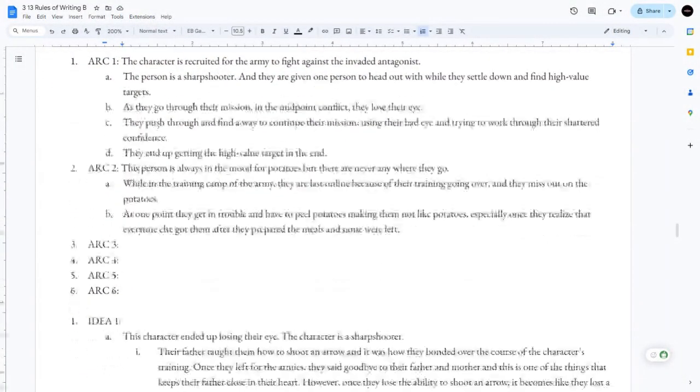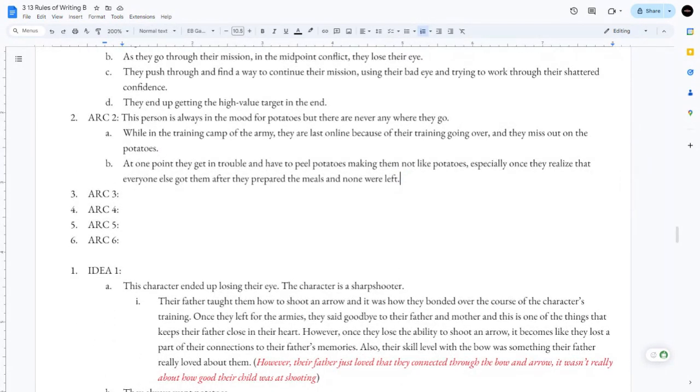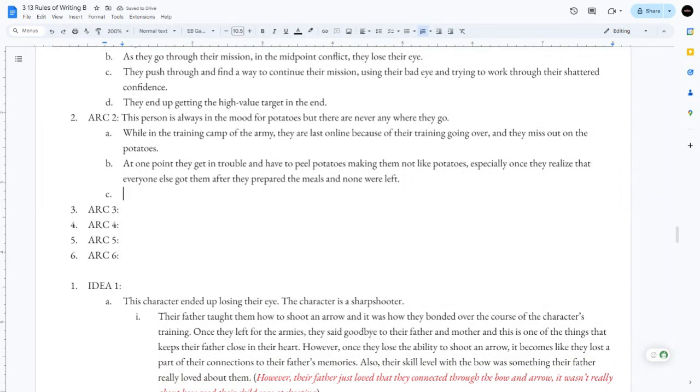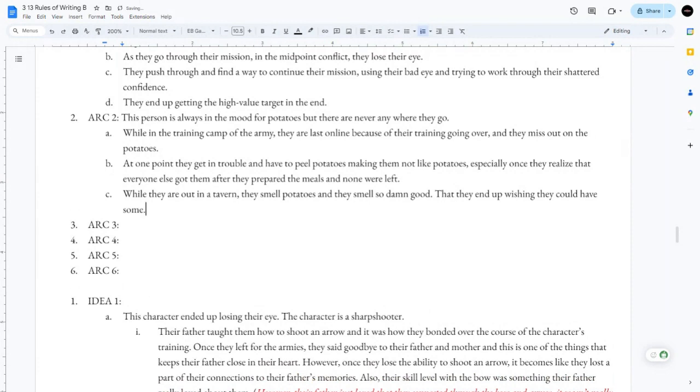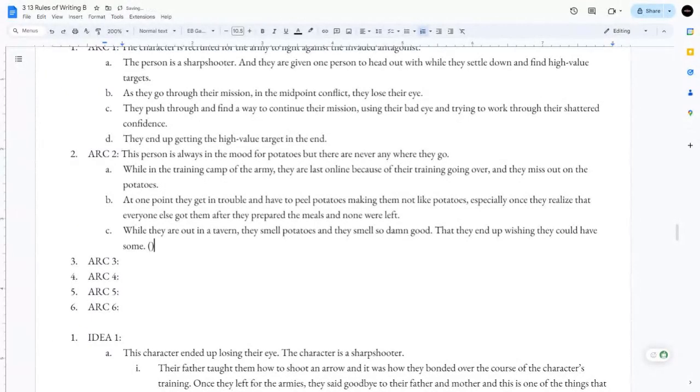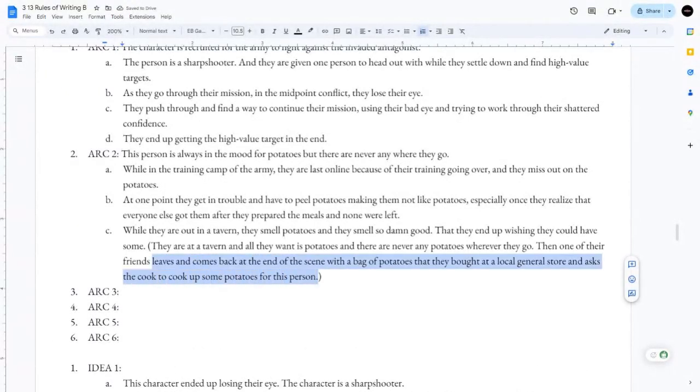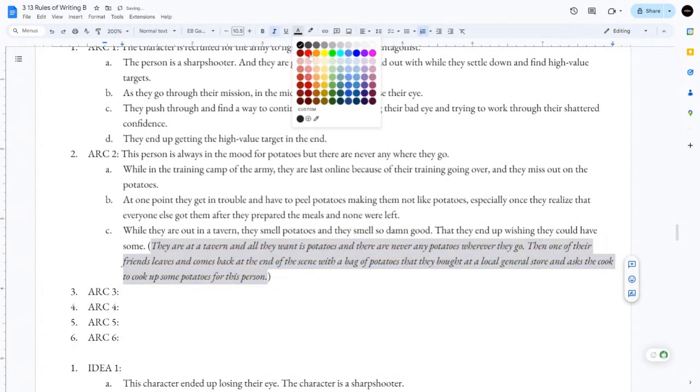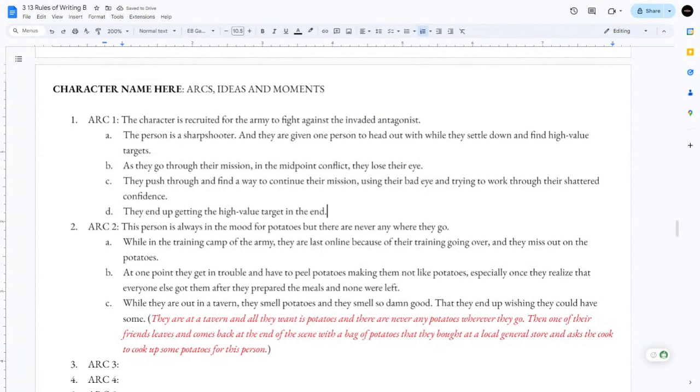Anyway. Let's just finish this potato thing. So, while they are out in a tavern, they smell potatoes and they smell so damn good that they end up wishing they could have some. Let me come down here. Ultimately, it's going to be this scene. But we're not actually going to work on this particular arc.